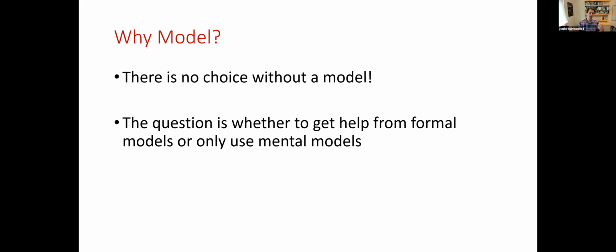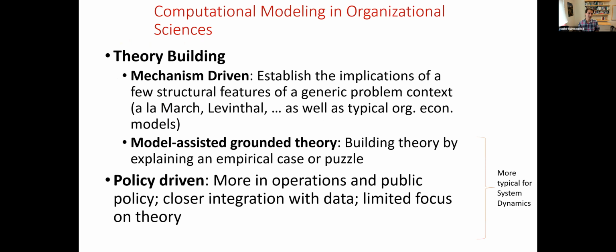The question is whether and when we want to get help from formal models. That question is an important one, and the answer is not obvious. We don't necessarily need to always use models. In fact, for most typical decisions, we don't necessarily need models. But with that in mind, coming into the org theory space and different use cases of models, let's think about broad categories of use cases for models in organizational sciences.